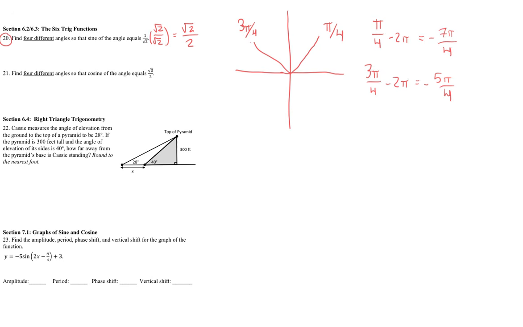And the reason it doesn't work to just use these angles down here is because these are both negative root 2 over 2, and it asks for the positive root 2 over 2. So that's the answer to the first one: negative 5 pi over 4, negative 7 pi over 4, 3 pi over 4, and pi over 4.